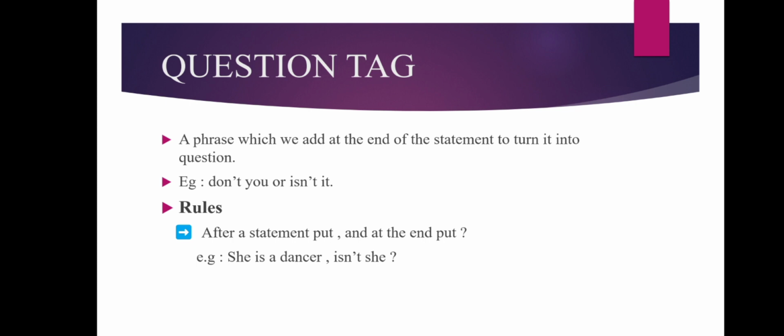So if the statement she is a dancer is positive, you turn the tag into negative. That's why we have used isn't, with the subject she. So, isn't she, and you have to end that compulsorily with a question mark. This is the first rule. You put a comma, after that you put the appropriate phrase in order to turn it into a question, and at last you end it with a question mark.